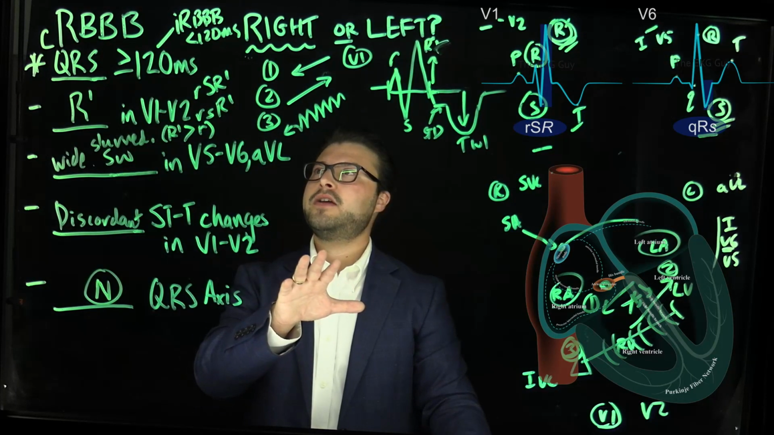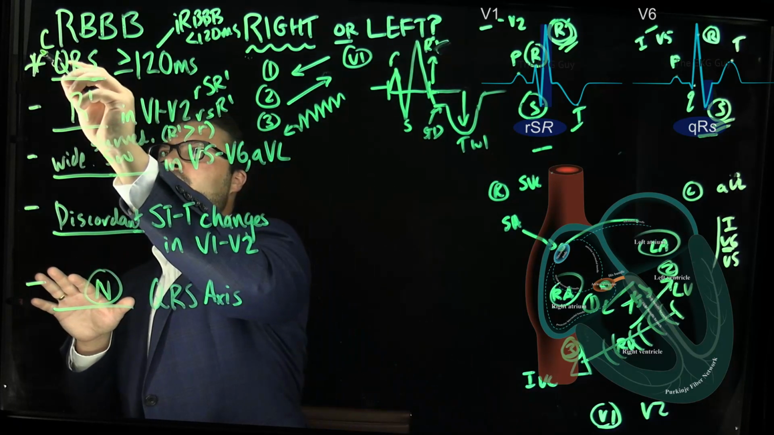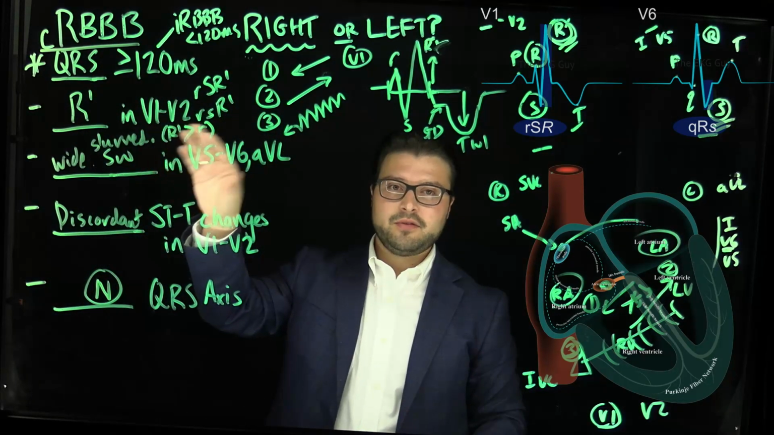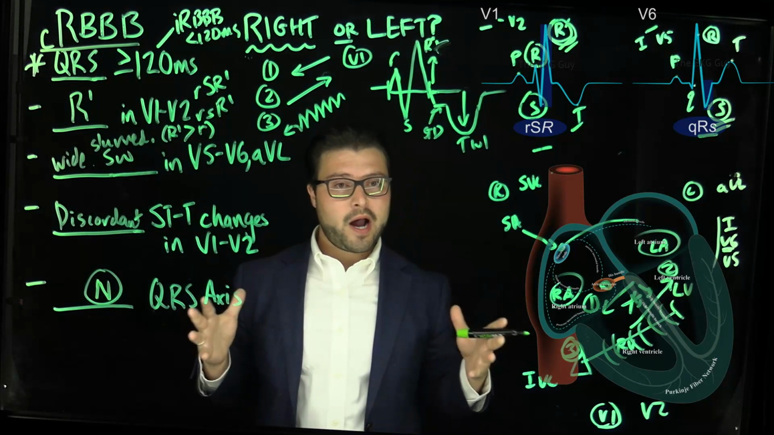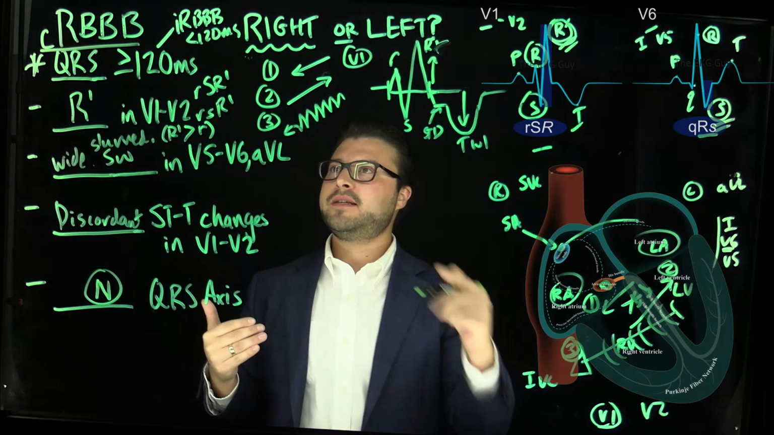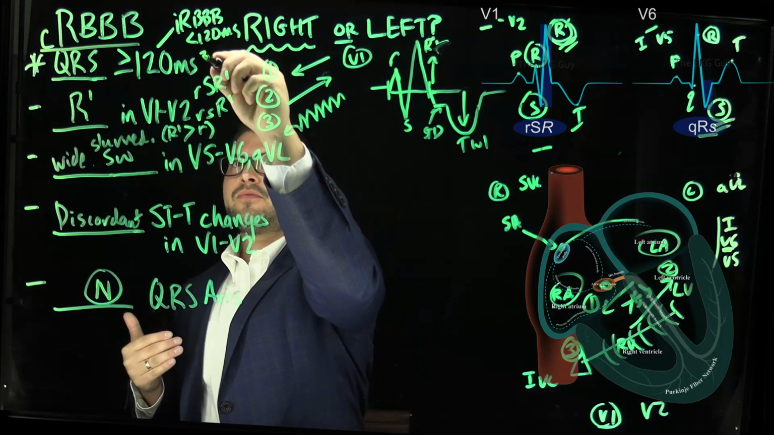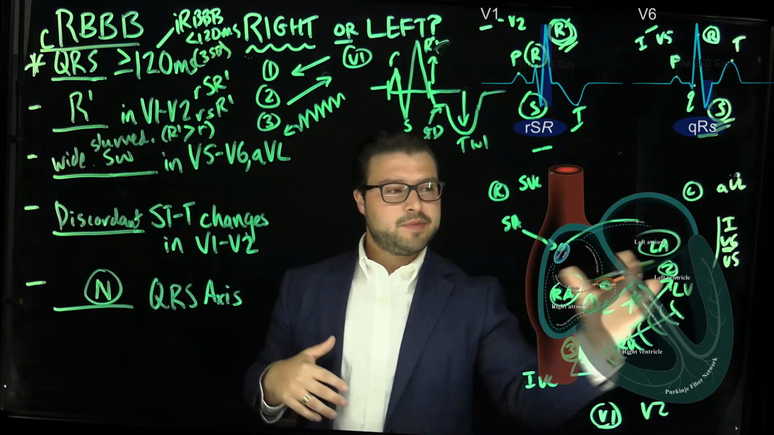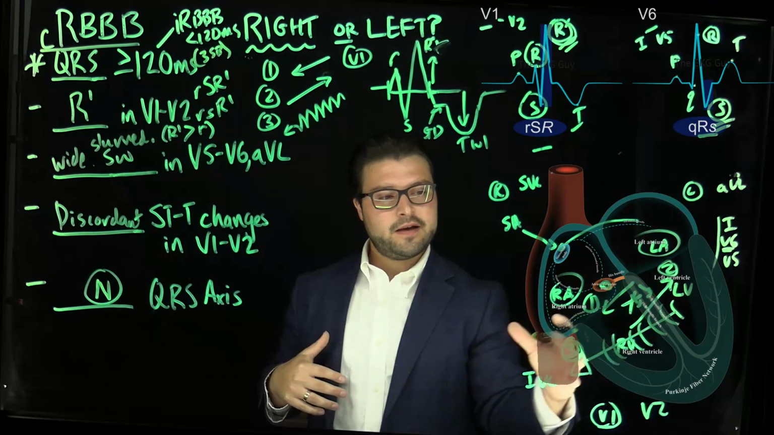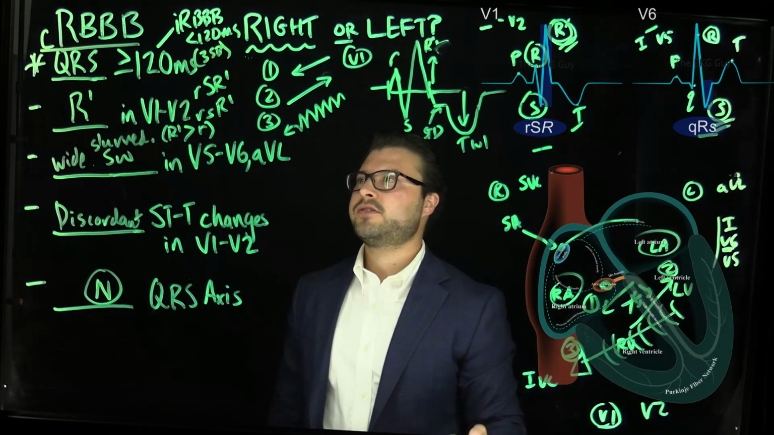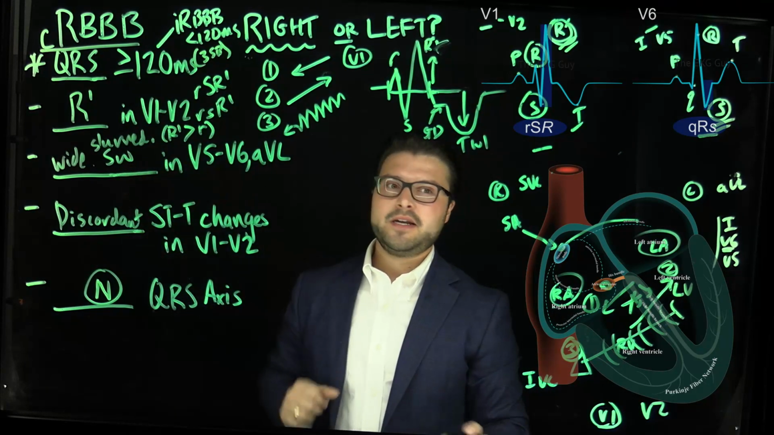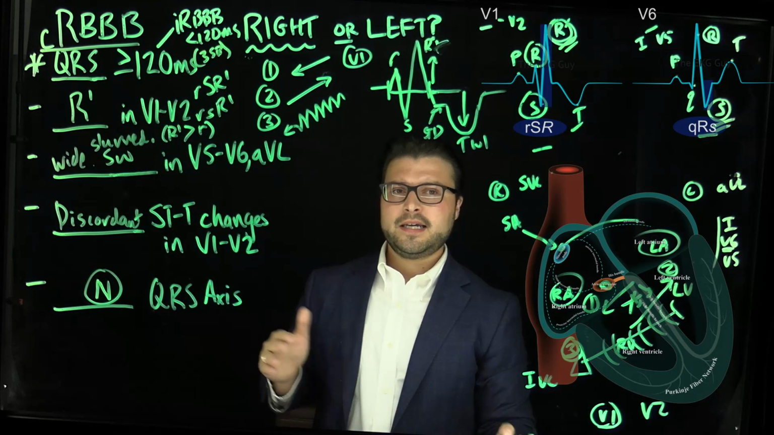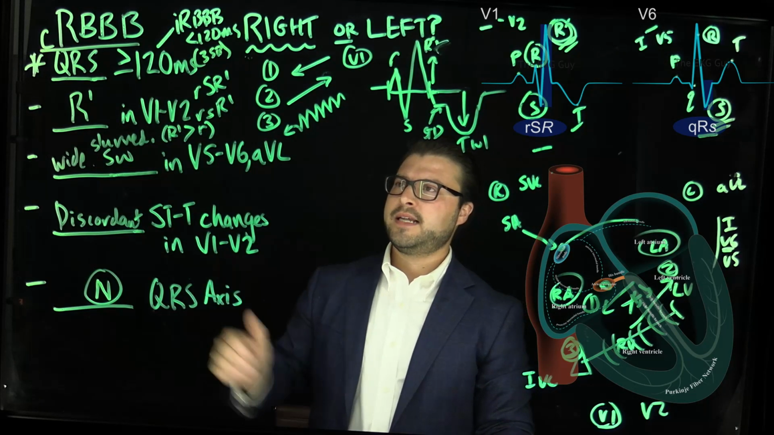All right, so hopefully that makes sense. There's a lot going on here, but just to recap: our criteria for complete right bundle branch block, you're looking for a wide QRS duration, generally 120 milliseconds, which remember would be 3 of those small boxes in width. That's because of that left to right force depolarizing the right ventricle. You want to look for a dominant R prime wave in V1 and V2, and you want that R prime to be greater than that initial R.